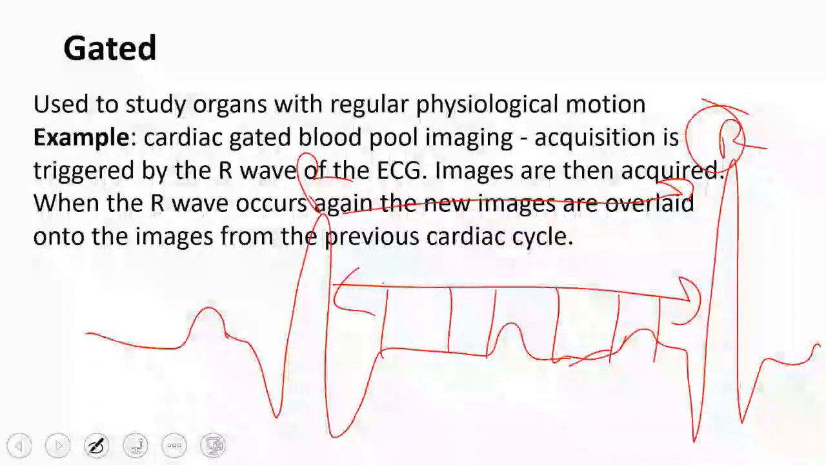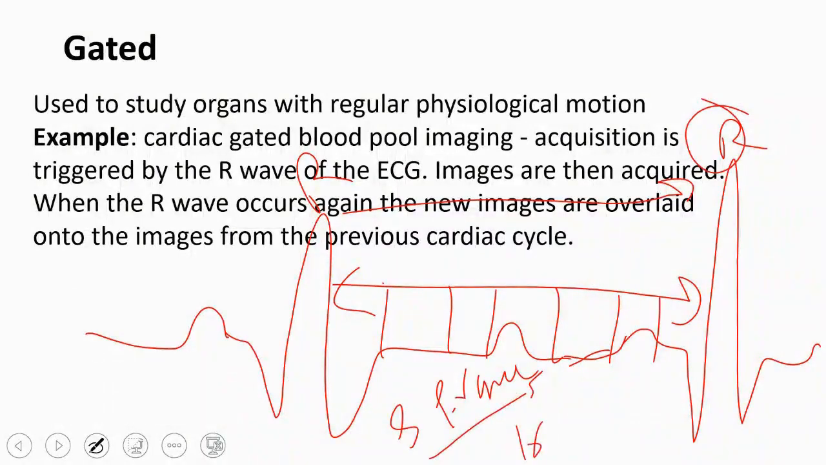These frames can be 8 frames or 16 frames. Most people usually work with 8 frames. So what are these 8 frames? At the R point, as you all know, there is contractility, which is the systole. And then relaxation occurs, followed by diastole, and then systole.